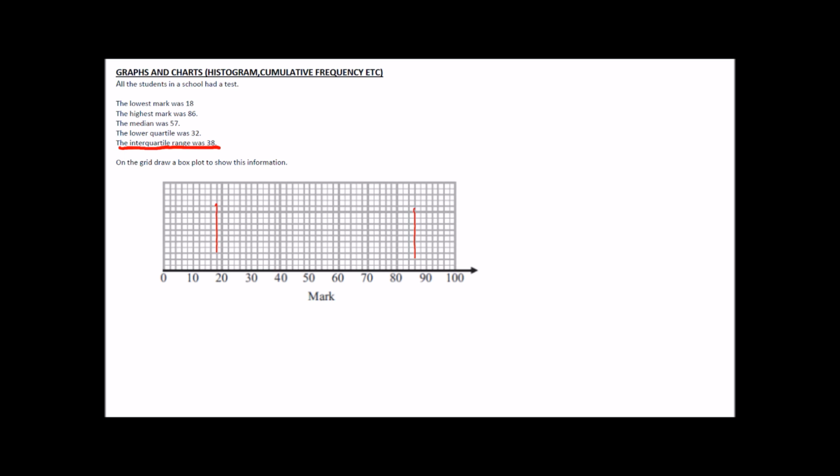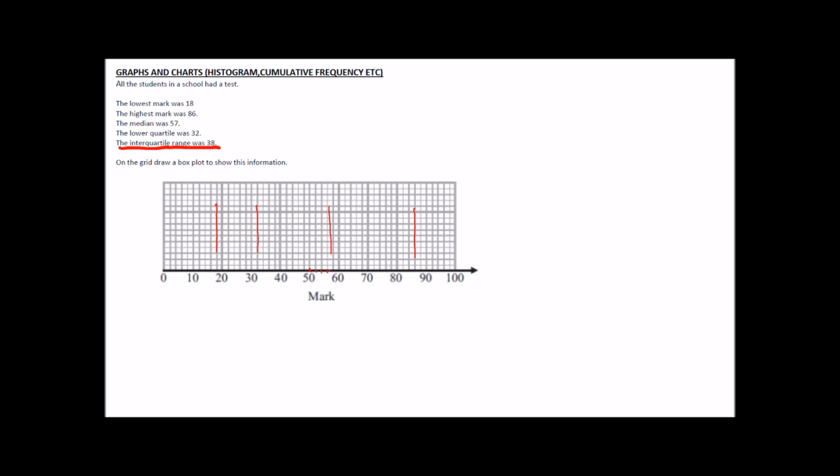Now, the biggest source of losing marks on this one is not knowing what each square stands for. So you can see these 5 squares stand for 10. So each square is worth 2, so be really careful with that. The median is at 57. So 50, 2, 4, 6, 7 will be halfway up here. So again, you've got to be really accurate with that. The lower quartile is at 32.